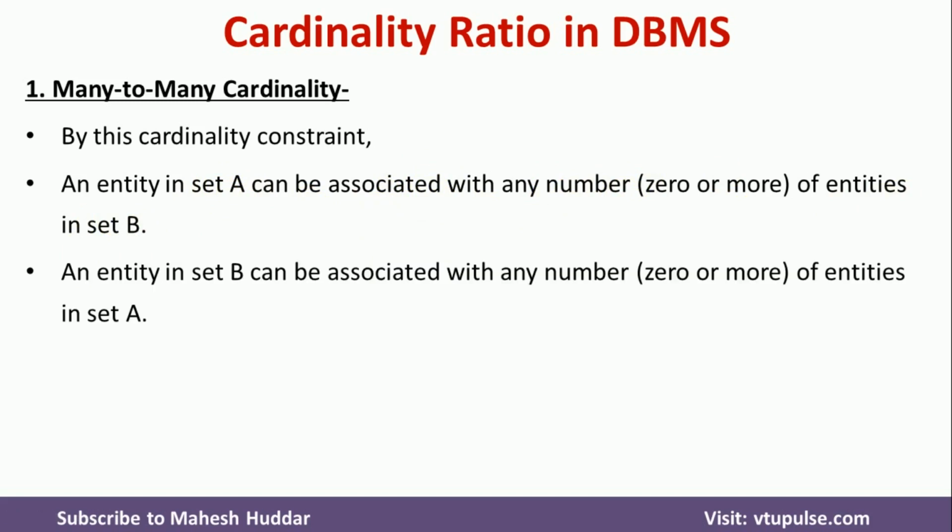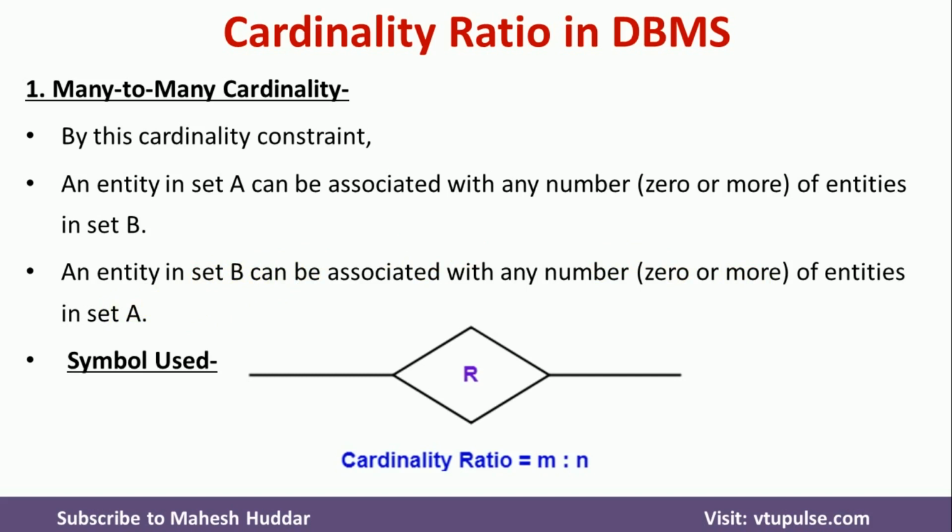Also, an entity in set B can be associated with any number of entities in set A. That is, 0 or more entities in set B can be related or associated with 0 or more entities with respect to set A here. The symbol used to represent many-to-many cardinality ratio is this one. Cardinality ratio is equivalent to m:n in this case.